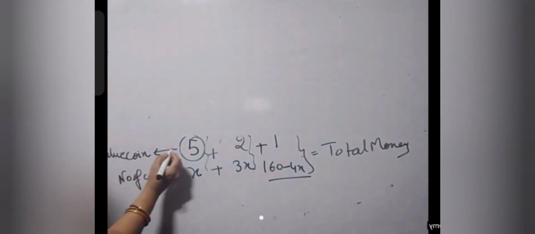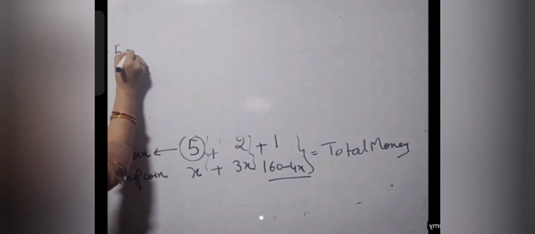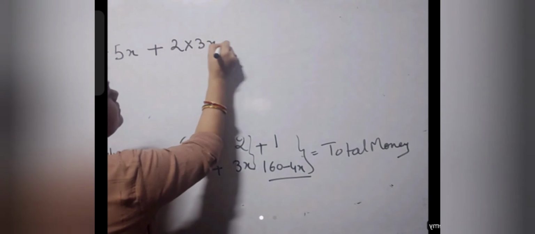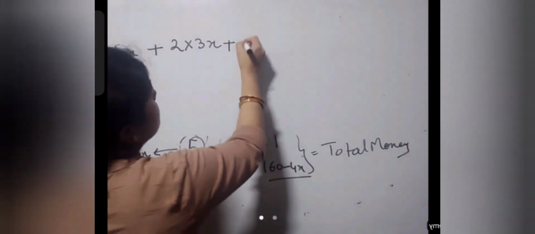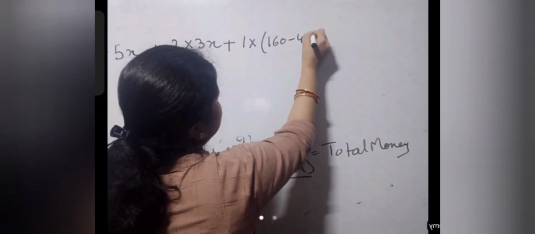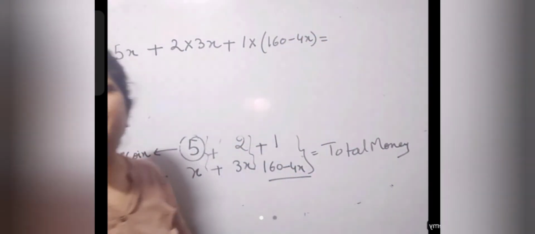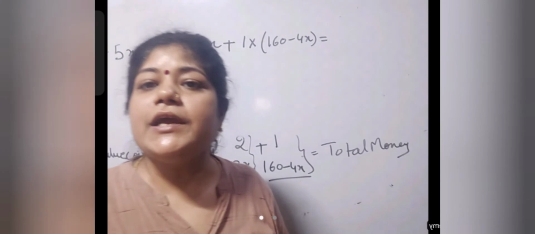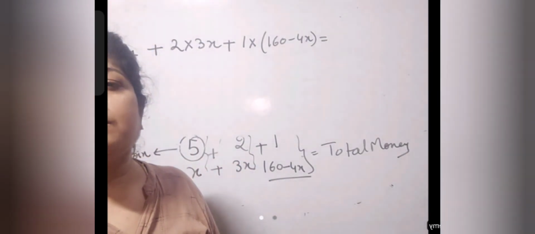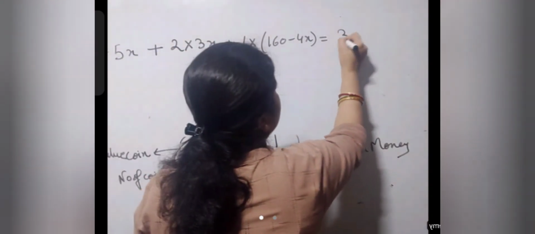Now 5 into x, we multiply both of them. Then plus 2 into 3x, plus 1 into 160 minus 4x is equal to how much total money we have? 300 rupees in our question, which is equal to 300.